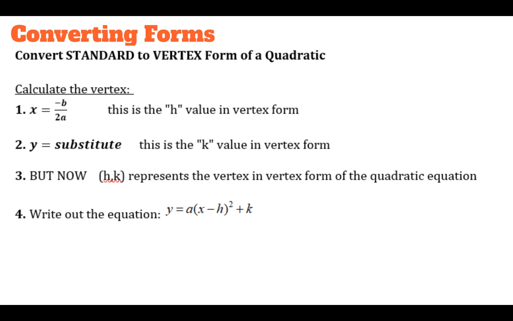First thing we're going to do is convert standard to vertex form. It's the same steps that we have been doing when we're graphing in standard form. You have to calculate the vertex. So first, opposite of b over 2a. You take that value, you substitute that in, you have your h and your k, and you plug it in and write out the equation.